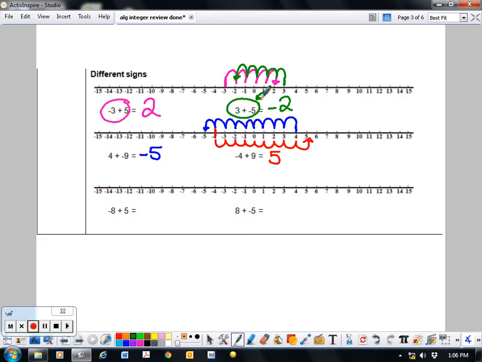So using the same idea here, we're going to move down to negative 8 plus 5. 8's bigger, so 8 minus 5 gives me 3. And since 8 was bigger, I'm going to take that sign. So if the 8 was negative, my answer is negative. Same sort of thing over here. 8 plus negative 5. 8's bigger, so 8 minus 5 gives me 3. My 8 is positive, so my answer is positive.